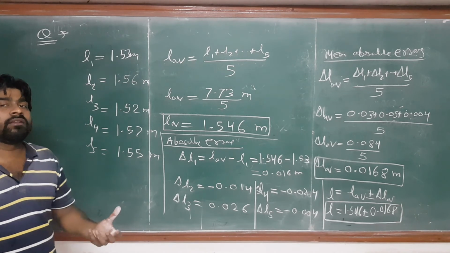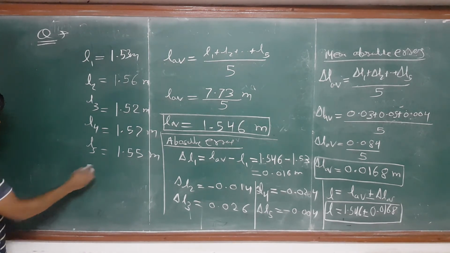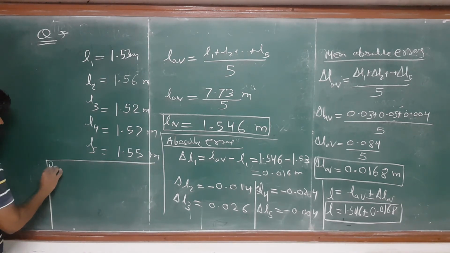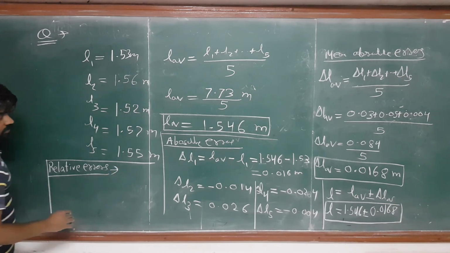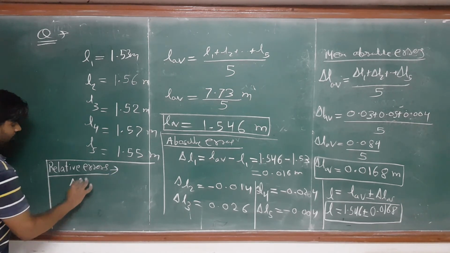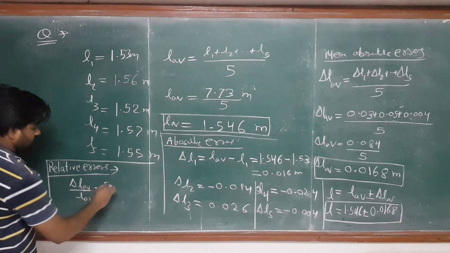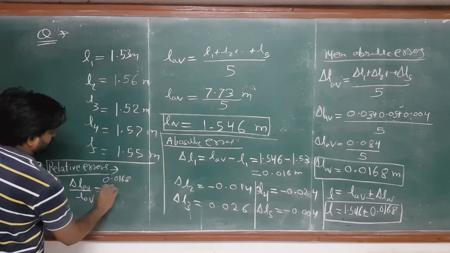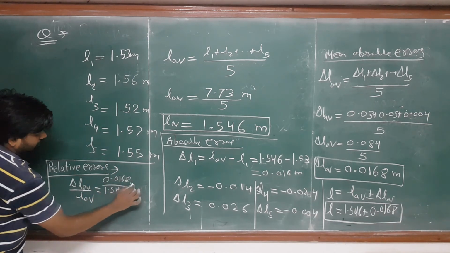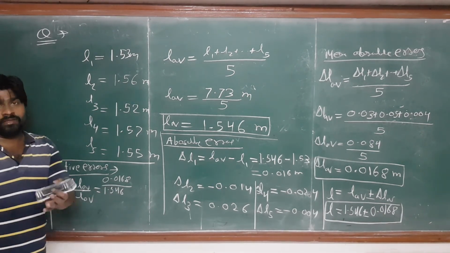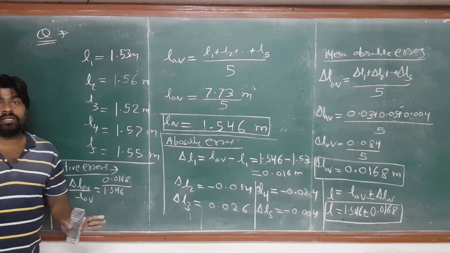If I told you just to find the relative error and the percentage error, then how can you do it? For the relative error, I am going to do it here. The relative error you can do here, del L average divided by L average, and the del L average is 0.0168 divided by 1.546, which is called the average. You can divide it and get the answer in point something. And to take the percentage error, just multiply by 100%. So that would be complete.